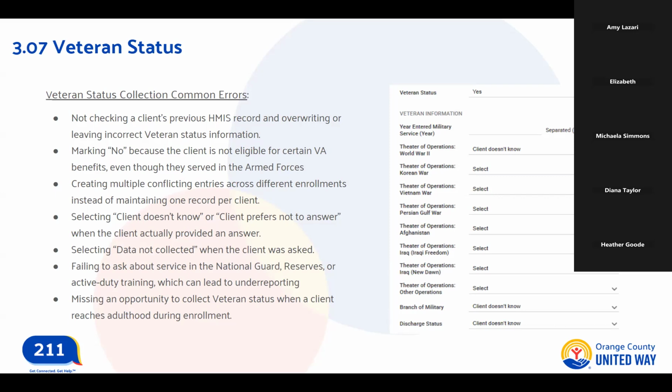Selecting client doesn't know or client prefers not to answer when the client actually provided an answer. Selecting data not collected when the client was asked. Failing to ask about service in the National Guard, reserves, or active duty training, which can lead to underreporting. Missing an opportunity to collect veteran status when a client reaches adulthood during enrollment.